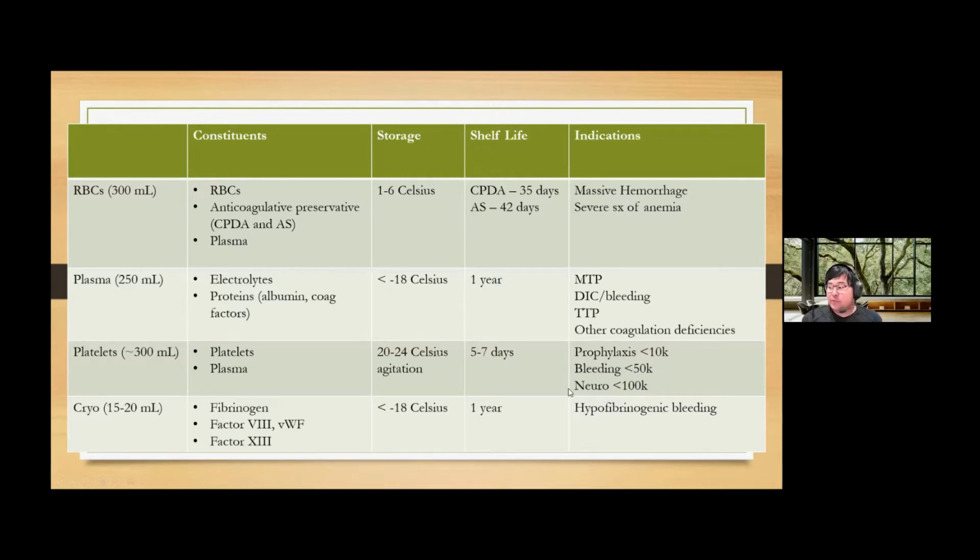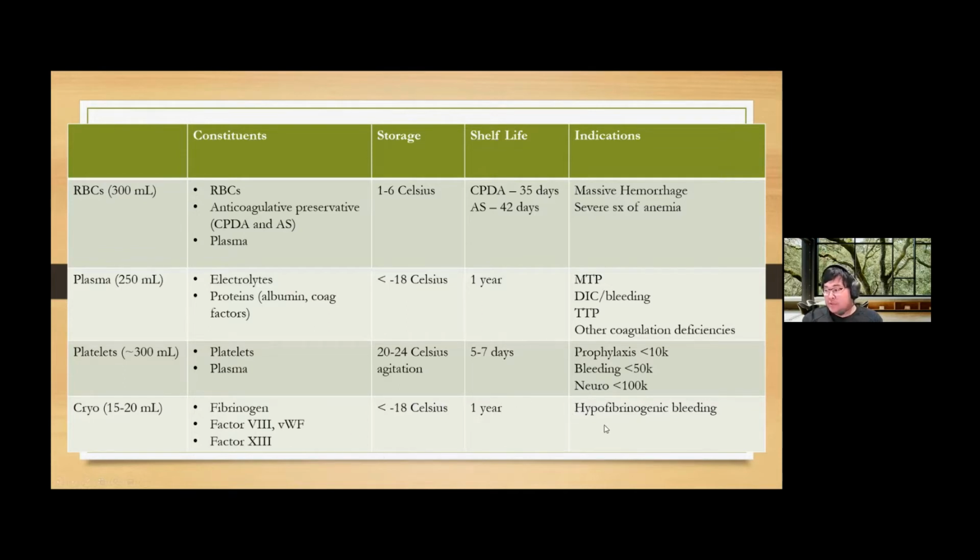And in reality, for neuro, it would be fine at 50,000, but because bleeding in the brain capsule is never a good thing, and because of the lack of space, we tend to trend higher and more on the side of caution for neuro. So that's why it's at 100,000.